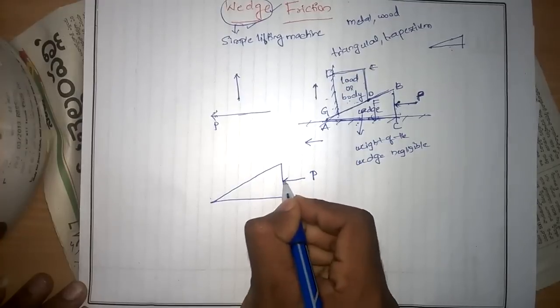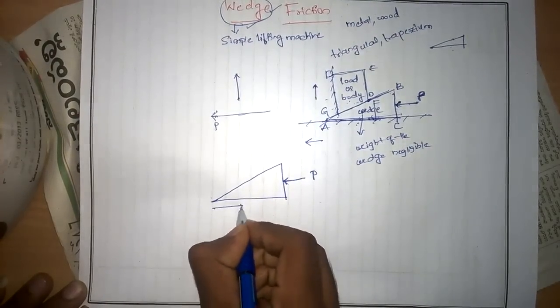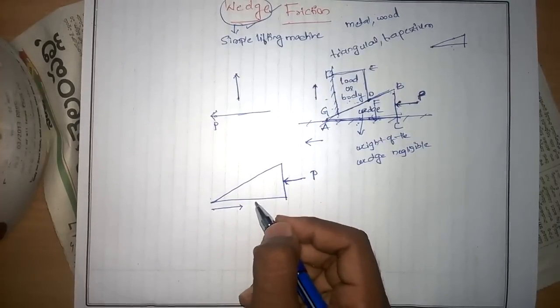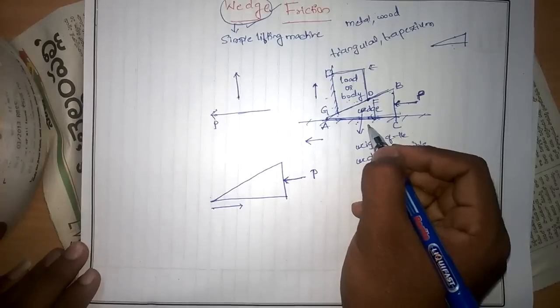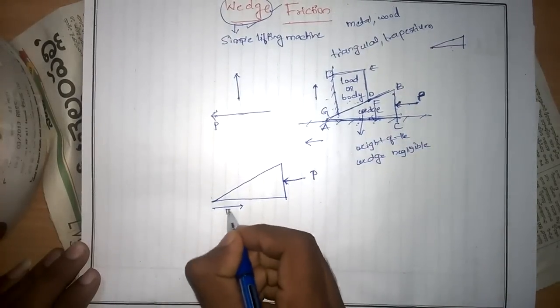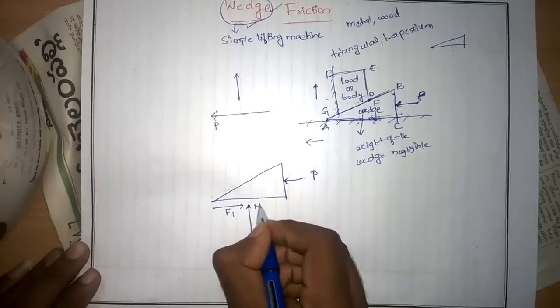Here the applied force is in this direction, then the friction will be developed in this direction, which is opposite to the force. However, there will be a normal reaction generated whenever it is in contact with the supports. I assume that the friction developed is F1 and the normal reaction generated is N1.